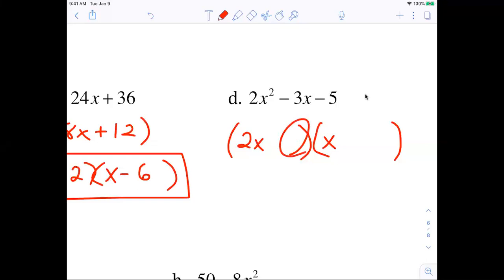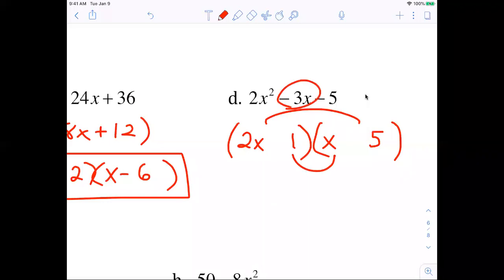Now my last 2 terms have to give me 5. And 5 is a nice number because it's prime. So it's either 1 and 5, or maybe 5 and 1. I'm not sure which one, so I'm just going to guess. If I were to guess 1 and 5 and FOIL this, I would have 10x on the outside and 1x on the inside, but I can't get negative 3x from 10x and 1x. So I know that I don't have them in the correct order. So it's not 1 and 5.